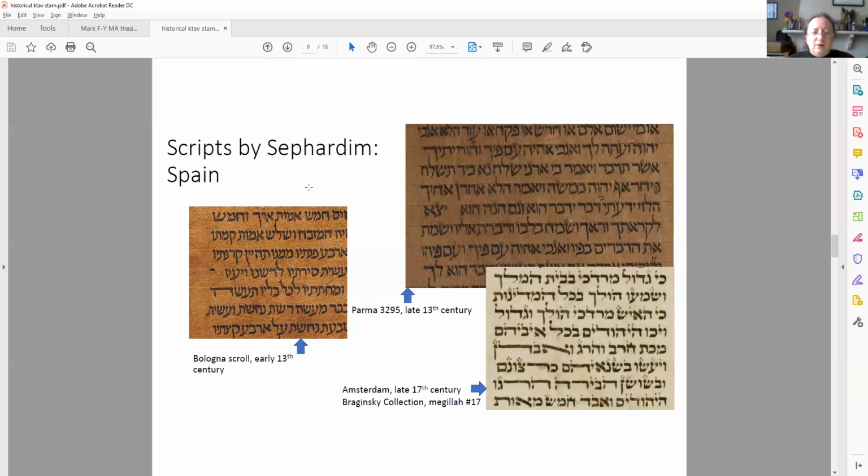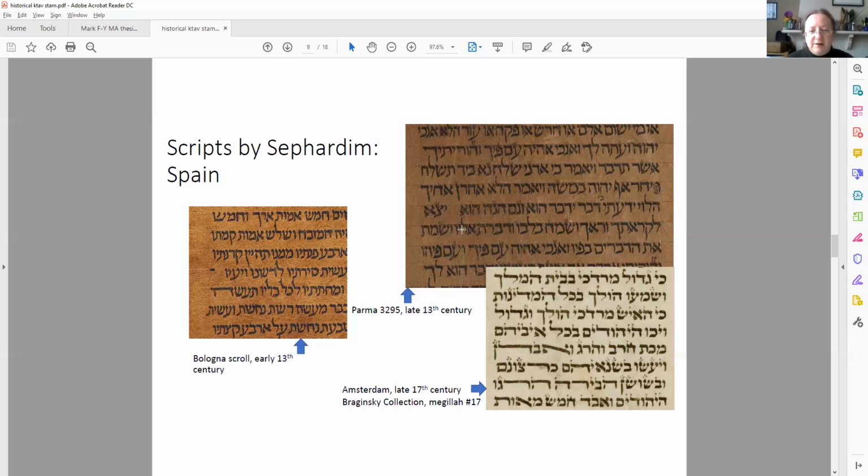So the next one we've got is one that's presently held in the Biblioteca Palatina in Parma. And it's a late 13th century one. And we know that because it's basically identical to one that got sold in a private collection and was radiocarbon dated. So this one's much more what you'd expect from classic Sephardi.